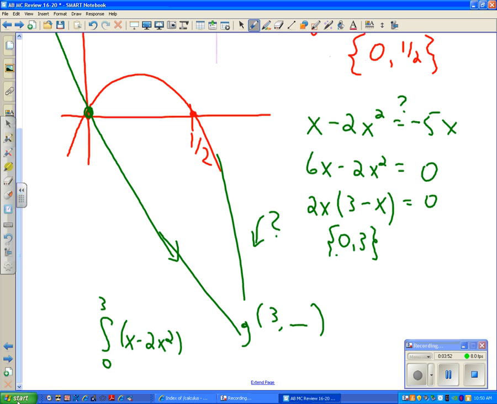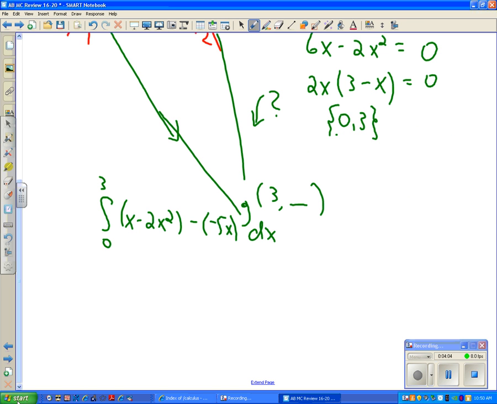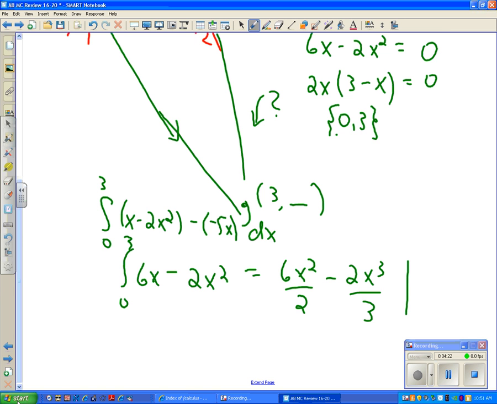And the line, you might recall, has the equation negative 5x. So that's going to be minus a minus 5x. And that's the integral we need to solve. Minus a minus gives us a total of 6x minus 2x squared, and we're going to integrate from 0 to 3. So that's going to give us 6x squared over 2 minus 2x cubed over 3, and our limits are 3 and 0.